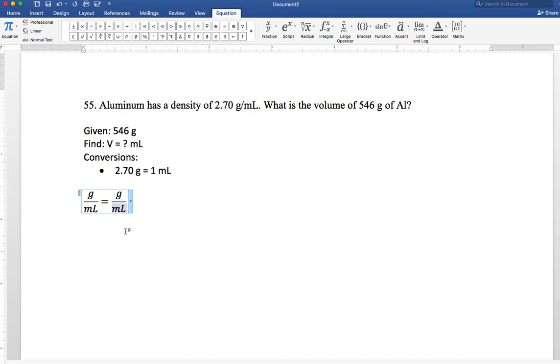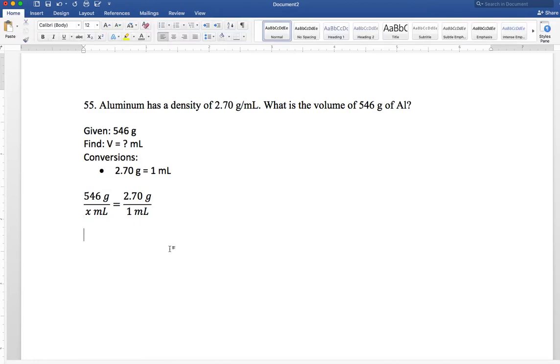way you do this. Okay, so we're going to take what we're given is grams. So we're going to put in our 546 with our grams, and milliliters is what we're trying to find. So we're going to put our x with milliliters, and then on the right side we're going to put the numbers that go along with our conversion. So 2.70 grams and 1 milliliter. Okay, so this is different from what we've seen in the previous two examples, because now our two numbers across from each other are 546 and 1.